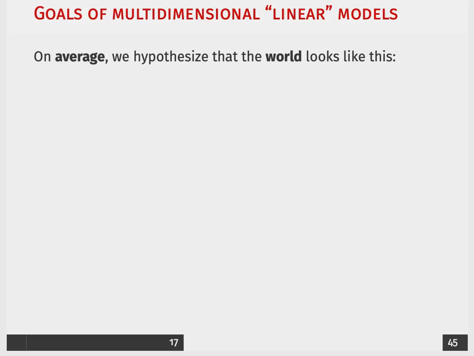Now, before I jump into the nitty-gritty of actually figuring out what estimators we're going to use and how to estimate a regression from that, I just want to briefly walk over the goals of what we're trying to achieve when we're estimating a multi-dimensional linear model. So remember that on average, we think that the world looks like this, where our expectation of y, or the mean of y, is going to be equal to that estimated regression line that we have.